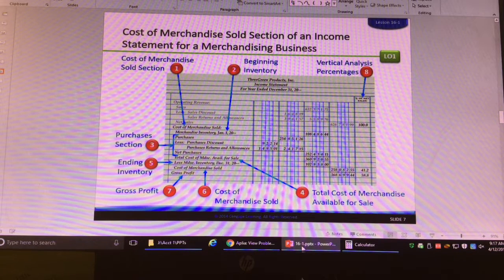So step 8 is to prepare the vertical analysis. So our net sales is our 100%, and you're going to take your cost of merchandise sold divided by net sales to figure out your percent. In this case, our percent was 41.2. Then you're going to take your gross profit and also divide it by net sales, and that's going to give us a percent of 58.8.